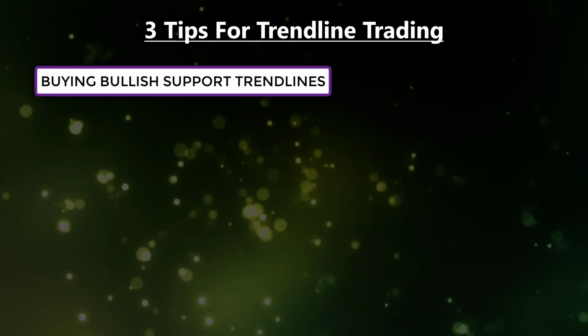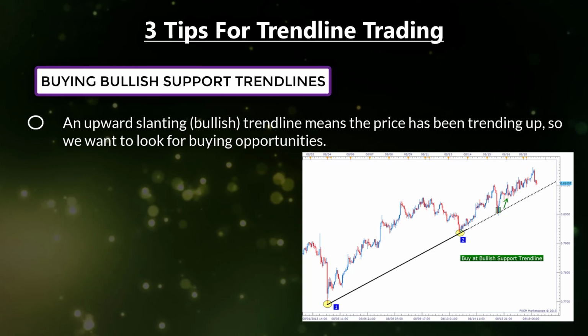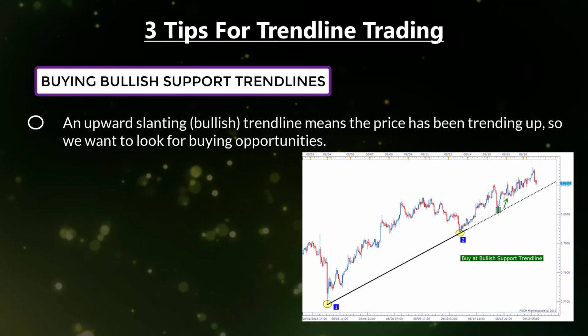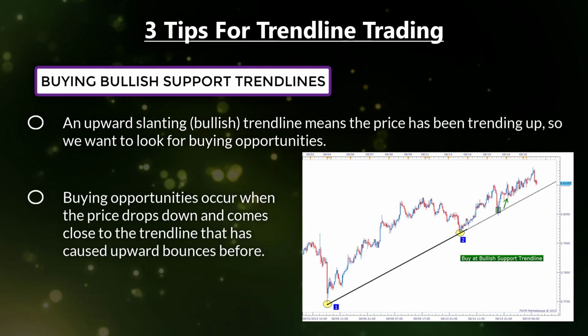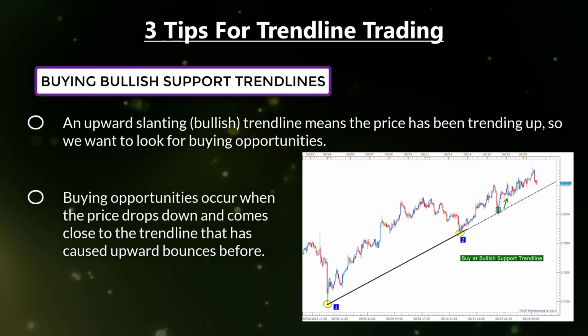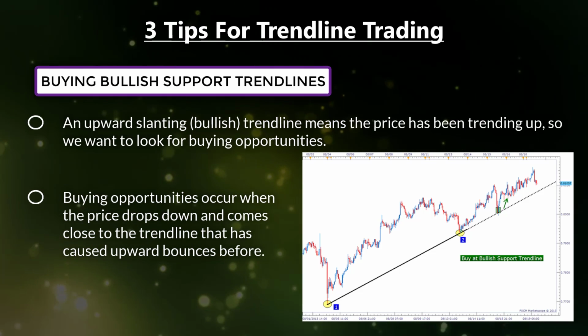Buying bullish support trend lines. An upward slanting bullish trend line means the price has been trending up, so we want to look for buying opportunities. Buying opportunities occur when the price drops down and comes close to the trend line that has caused upward bounces before.